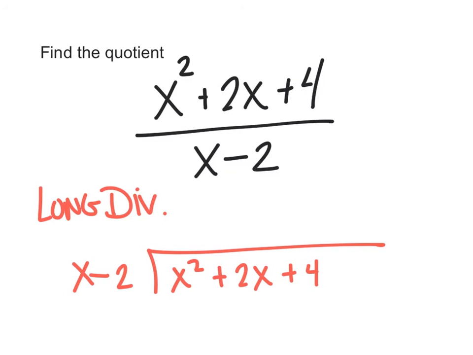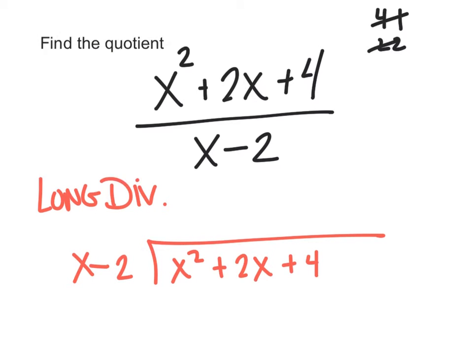I mean, because factoring is always easy. So let me quickly check. I have to multiply to 4, but add to 2. So my only options are 4 and 1 or 2 and 2. And none of those can add to 2. So I know factoring's out. So I'm going to set up this long division problem.